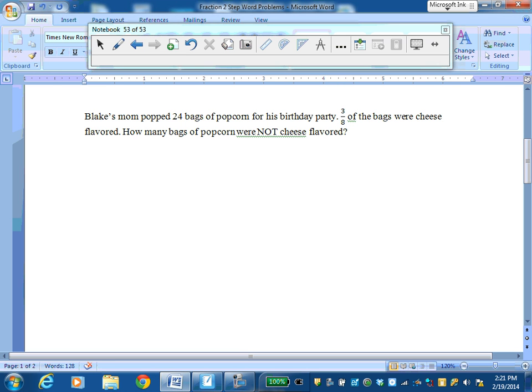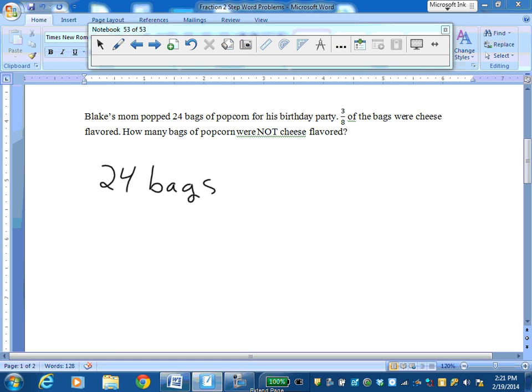So when we look at this, at first we might think, well, it's just a one-step problem, but let's take a look at what we have. We've got 24 bags, and it tells us that 3/8 of those bags are cheese flavored. But what we're looking for is not how many bags are cheese flavored. We want to know how many are not cheese flavored. So we're going to have to do more than one step to solve this problem, right, Tahir?